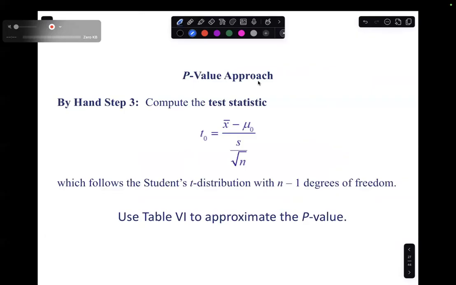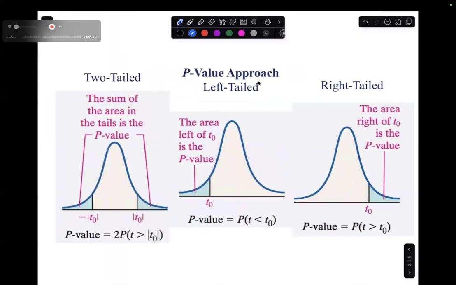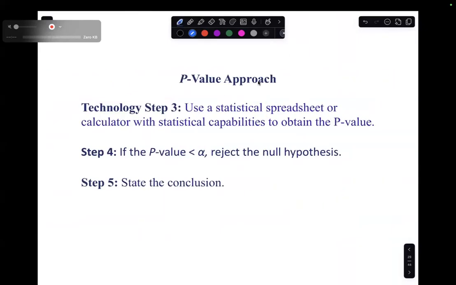All right, the p-value, we're not going to use this for the p-value approach. We're going to just use the calculator. So ignore the use the table 6. Use your calculator. Okay, let's move on. Once again, if the p-value is less than alpha, we reject the null hypothesis. And then you state your conclusion using the same words that we used in the last section.